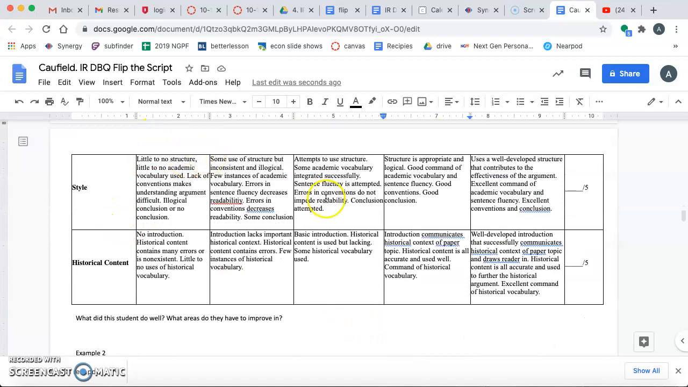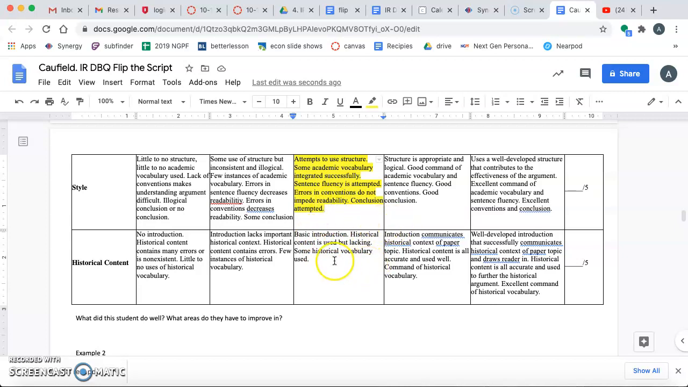Style, I gave a 3 because, as I was reading, you could kind of see there were parts where I was kind of stuttering because of lack of sentences, different things like that. There were some errors in conventions, but it didn't impede my ability to read it. And then the conclusion was attempted, right? Because the conclusion was really just a repeat of the claim. There was no new way of phrasing, no connection to the importance of the topic, nothing like that. They also used first person. This is where I will take off points if you use I, me, we, us, things like that.